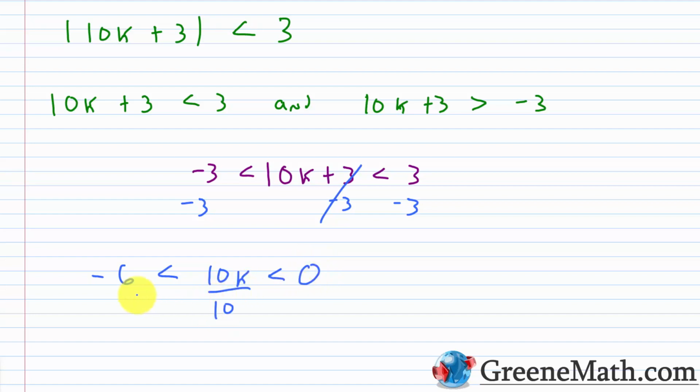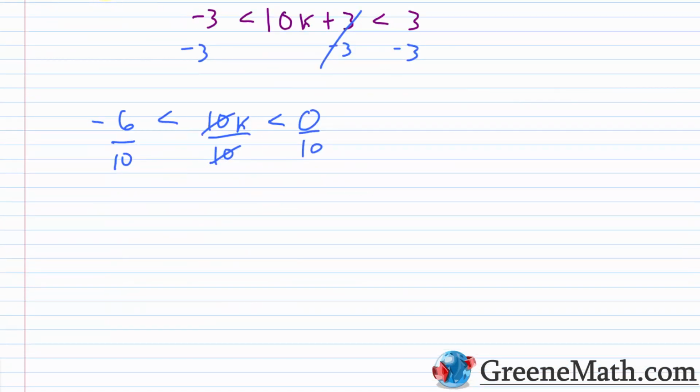Divide each side by 10. This will cancel with this, and I'll have k in the middle by itself, which is what I want. And it's going to be greater than negative 6 over 10. I know 6 is divisible by 2. 6 divided by 2 is 3. 10 divided by 2 is 5, so negative 3/5. And 0 divided by 10 is, of course, 0, so then less than 0. So k is greater than negative 3/5 and less than 0.